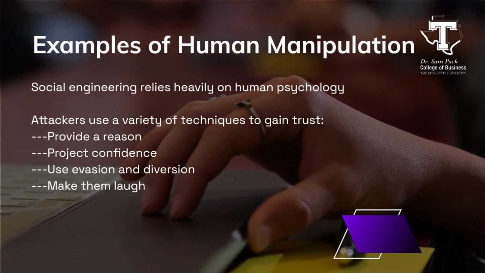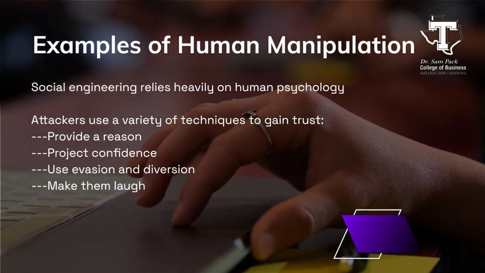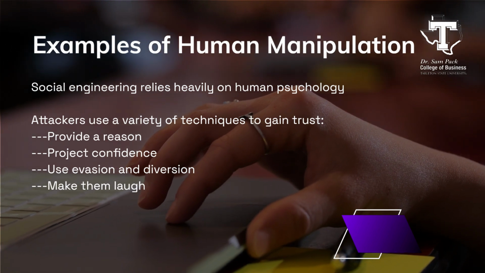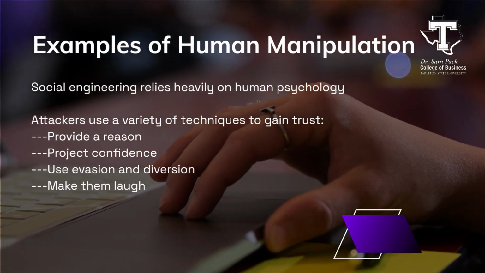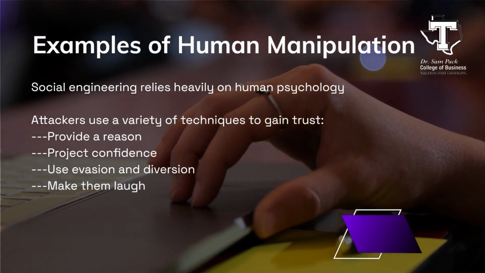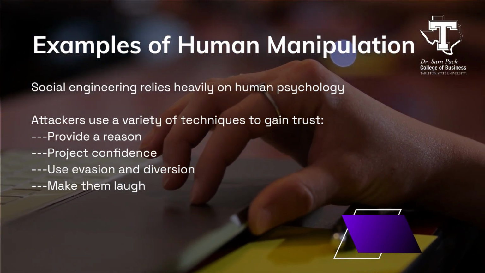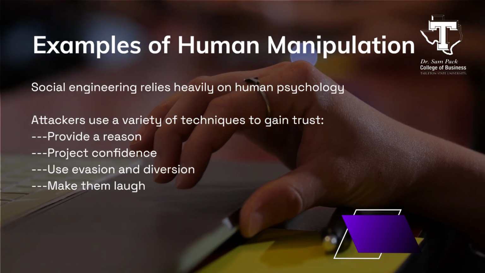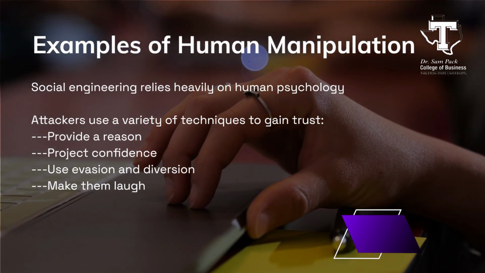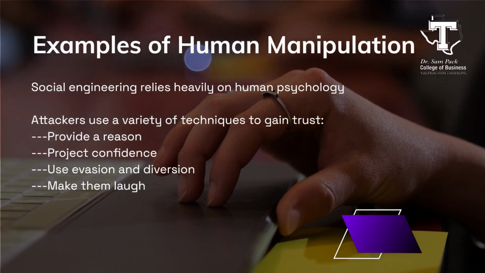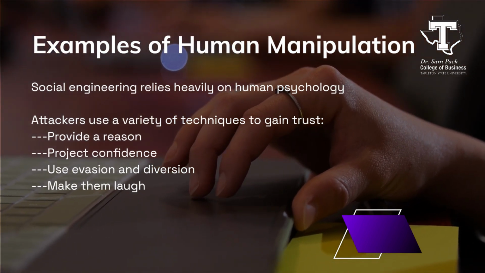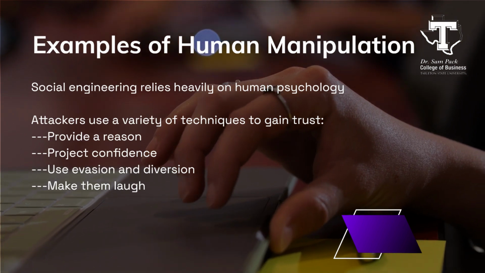Make them laugh. Humor can be a powerful tool in building rapport and lowering a target's defenses. By making the target laugh, attackers create a sense of camaraderie and trust, making it easier to manipulate them into revealing information or performing actions. These techniques, rooted in an understanding of human psychology, enable attackers to effectively manipulate their targets, making social engineering a potent and dangerous method of attack.